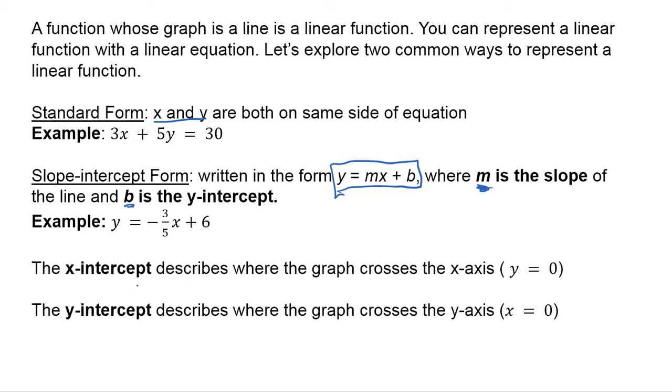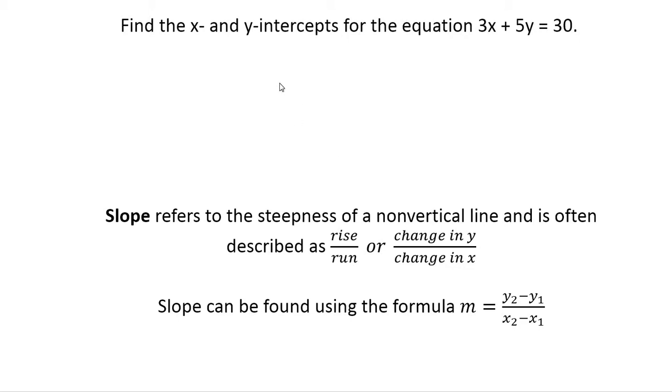Now a quick recap, review from our past. X-intercept, y-intercept. Well, the x-intercept is where the graph crosses the x-axis, right? And that happens where y equals 0. And the y-intercept is where you cross or intercept the y-axis, and that happens at x equals 0. So a little example, find the x and y intercepts for this equation.